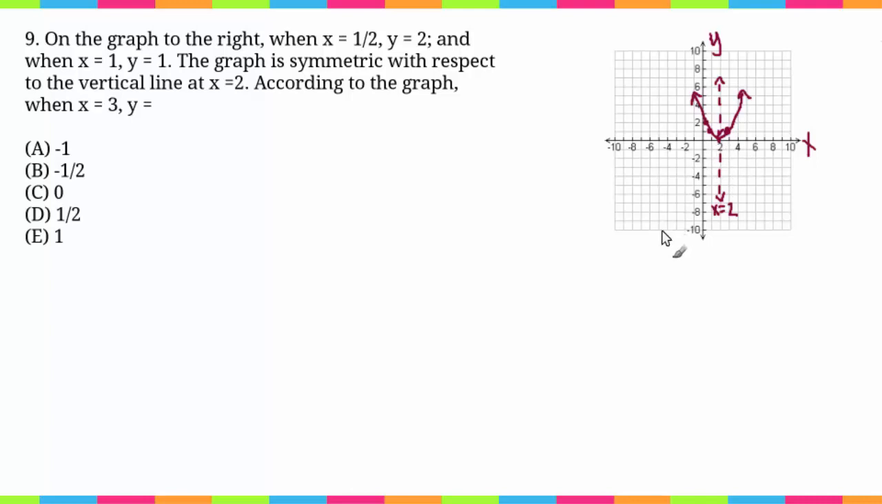I do think that you could also just solve this problem by looking at this graph and saying, well, at x equals 3, I know it's not going to be a negative value. I know it's not going to be 0 just by looking at this. So the only ones you might be between would be 1/2 and 1, but it looks pretty clear that it's 1. Or of course you can use the symmetric aspect to help you out.